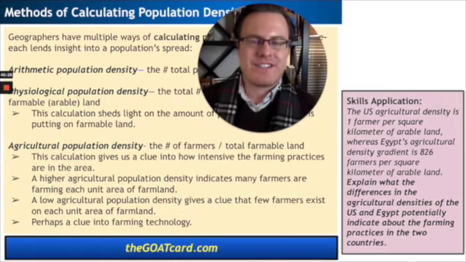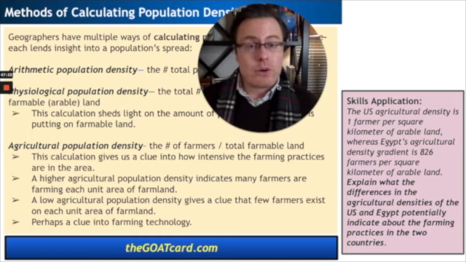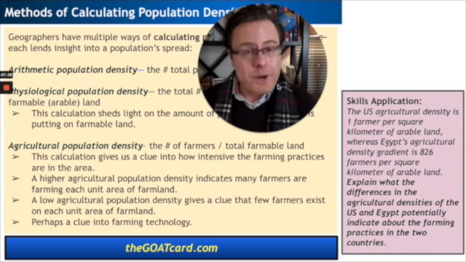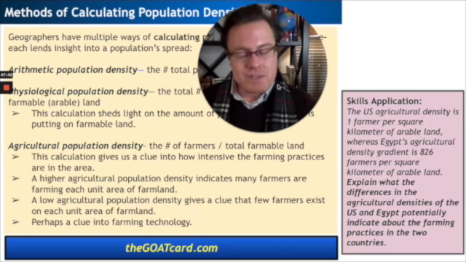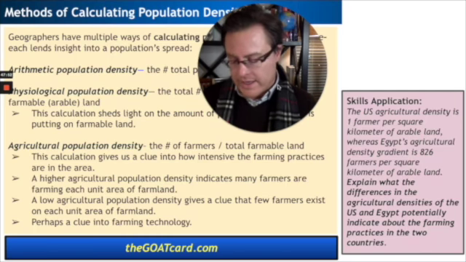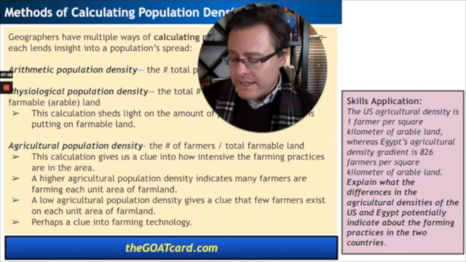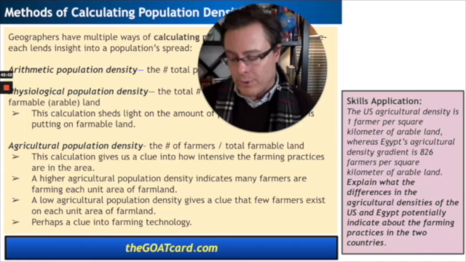All right, human geography scholars, let me share with you my response to this question. Egypt's significantly higher agricultural population density indicates that more farmers are farming each square kilometer of arable land in Egypt, compared with a much smaller number of farmers per square kilometer of farmland in the United States. But this higher agricultural density in Egypt gives us a clue that Egyptian farming practices are more intensive than in the United States. This likely indicates that Egyptian farming practices also use higher amounts of labor and inputs per square kilometer of farmland.